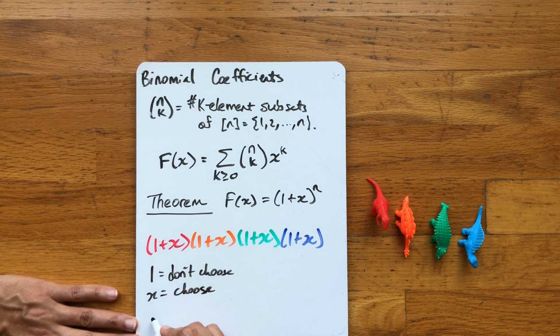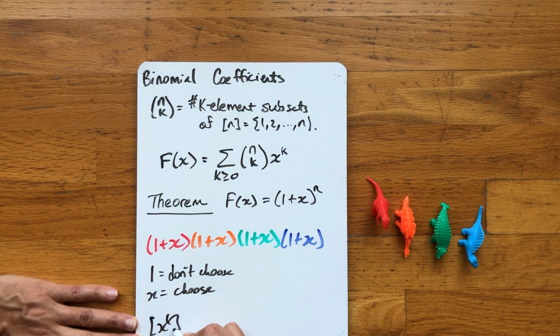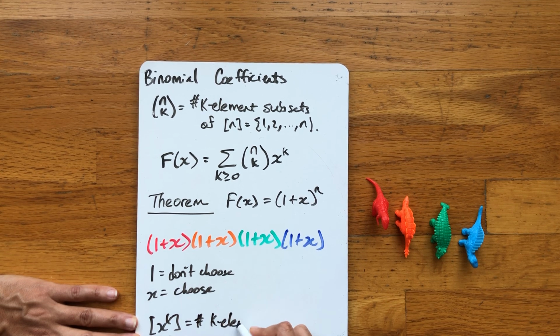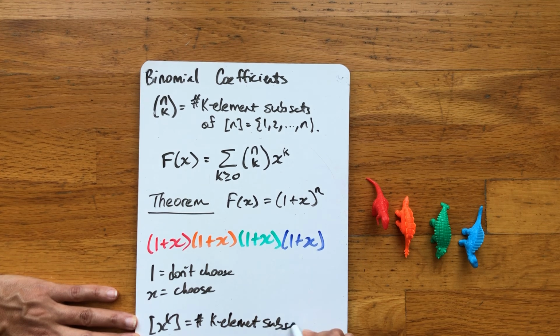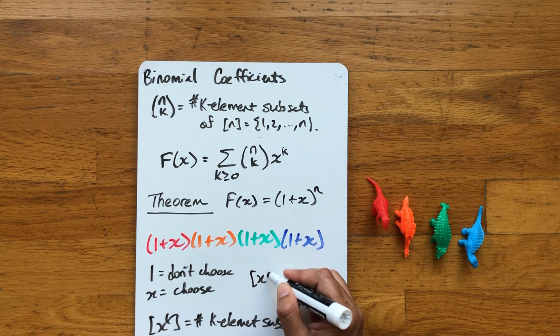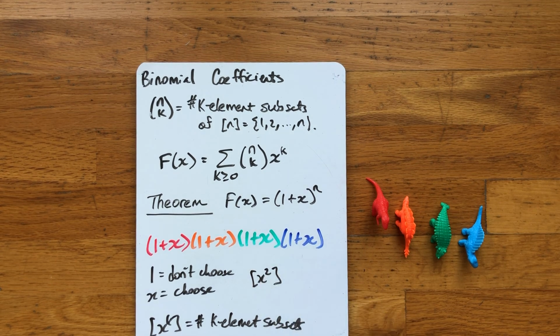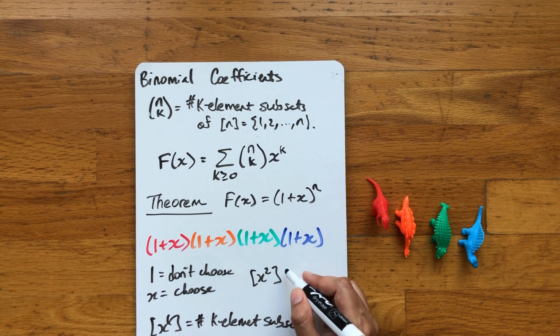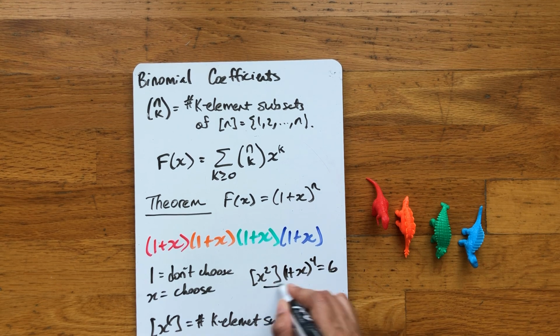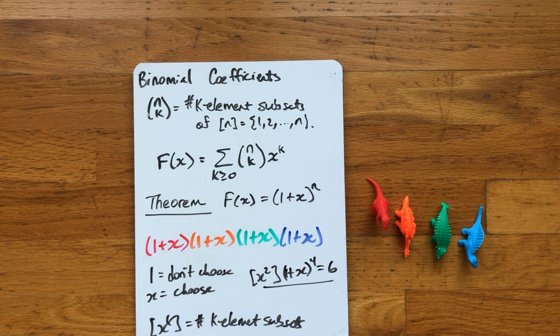And so the coefficient of x to the k is equal to the number of k-element subsets. Because if you just think in this example, if I look at the coefficient of x squared, in exactly 2 of these, I get to pick the x for the dinosaur. And in the others, I have to choose the 1, right? And we saw that the coefficient of this in (1 plus x) to the 4th was equal to 6. And maybe let's write that out.